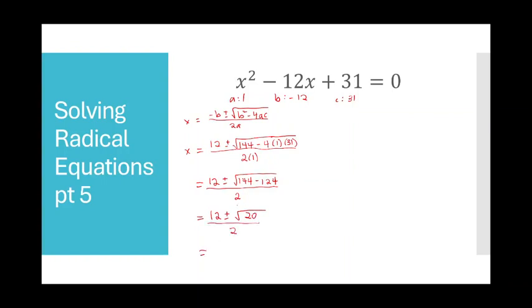And then let's just simplify that a little bit. Square root of 20, what could we rewrite that as? I could rewrite that as the square root of 4 times the square root of 5. And I do in fact know what the square root of 4 is. So this becomes 12 plus or minus 2 root 5 over 2. And now I can cancel a 2 out of each of those terms. 6 plus or minus root 5. And since the bottom is just 1, I can put it in, but I don't have to. My two answers here are 6 plus root 5 and 6 minus root 5.